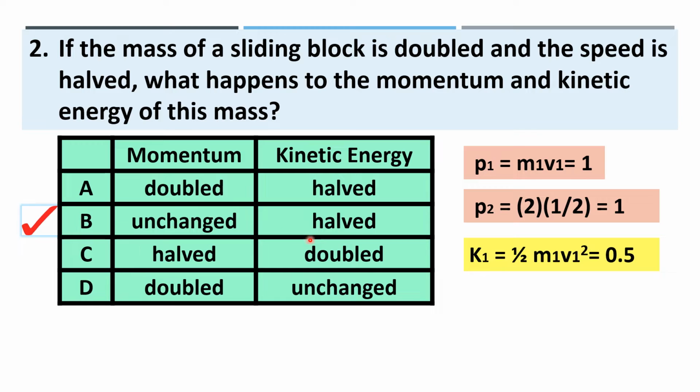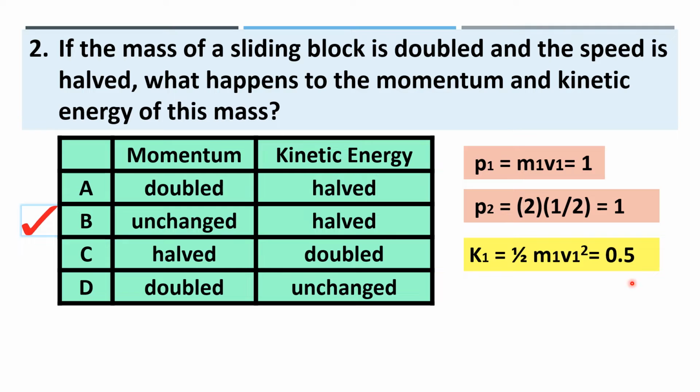Again, let's use the formula for kinetic energy. Initially, for example, it's 1/2 times the mass and the square of the speed. Again, for simplicity, let's say that the initial mass is 1 unit, and the speed is 1 unit. So multiplying 1 times the square of 1 and then dividing by 2, the answer is 0.5 unit of kinetic energy.